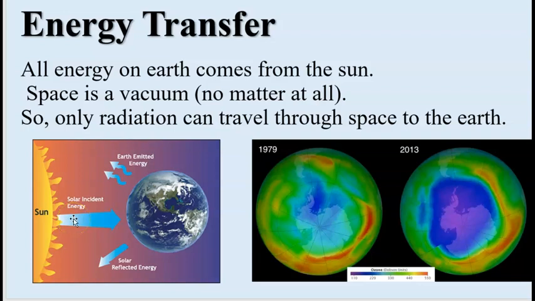All energy on Earth comes from our sun. Space is a vacuum, meaning there's no matter, but radiation can travel through that vacuum no problem at all and heat up our Earth. So we get all that heat energy.